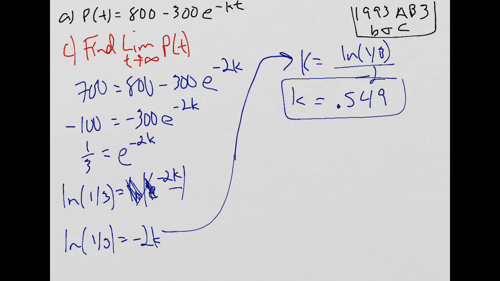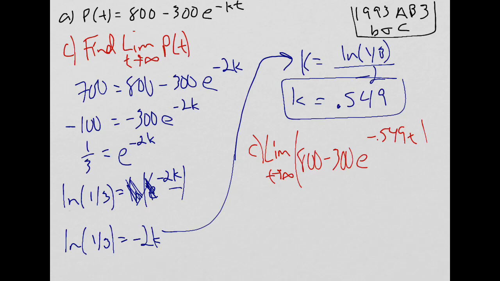For part C, you see it in red there. I want to find the limit as t approaches infinity of P of t. So I'm looking for the limit as t approaches infinity of 800 minus 300 e to the negative 0.549 times t, close parentheses. One thing I'd like to point out before I evaluate this limit is that this is a positive 0.549, but I wrote negative, and I did that because this guy's a negative here.